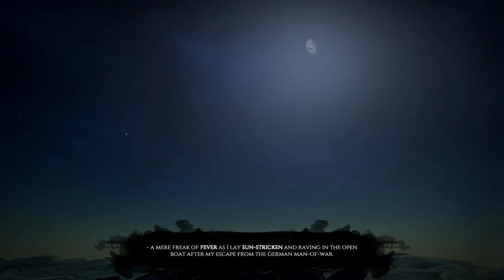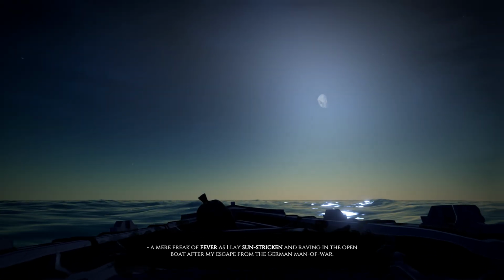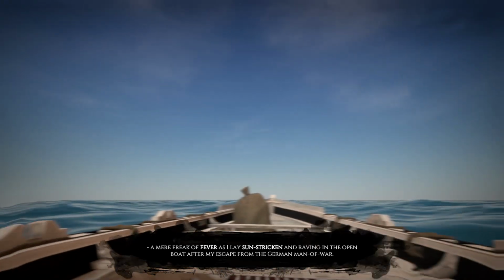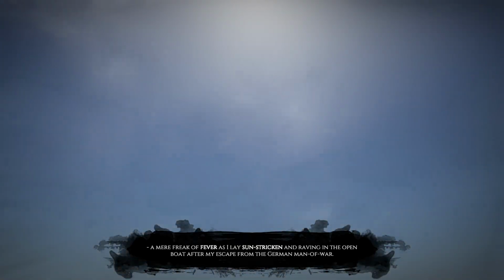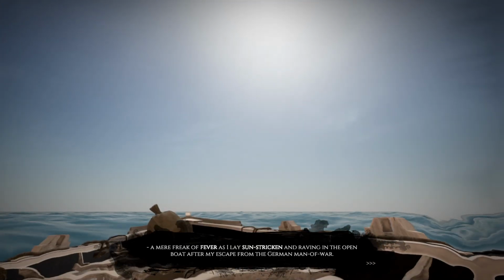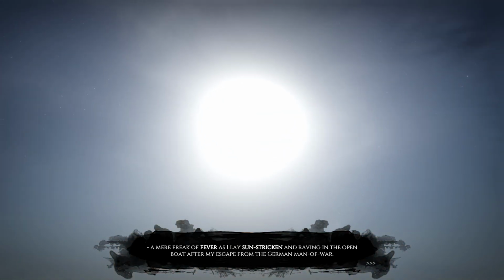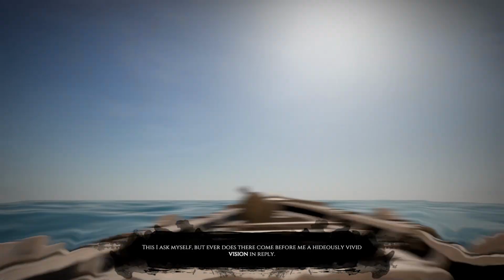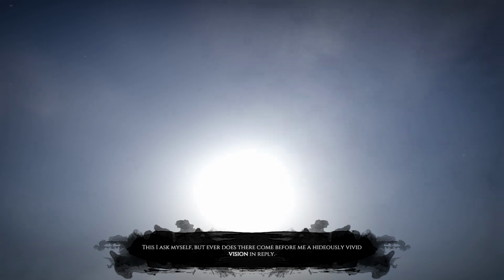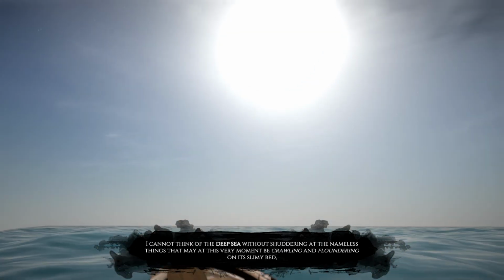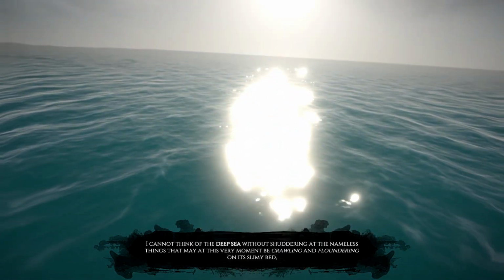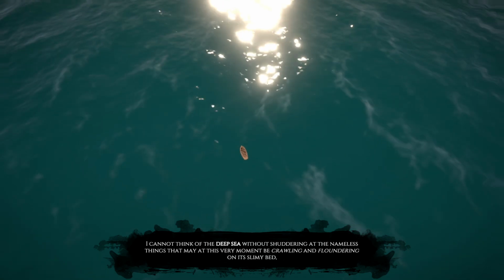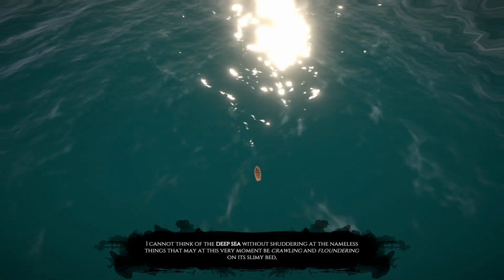Often I ask myself if it could not all have been a pure phantasm, a mere freak of fever, as I lay sun-stricken and raving in the open boat after my escape from the German man of war. This I ask myself, but ever does there come before me a hideously vivid vision in reply. I cannot think of the deep sea without shuddering at the nameless things that may at this very moment be crawling and floundering on its slimy bed, worshipping their ancient stone idols and carving their own detestable likenesses on submarine obelisks of water-soaked granite.